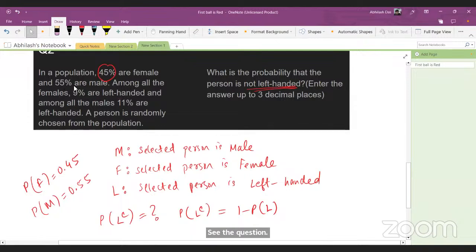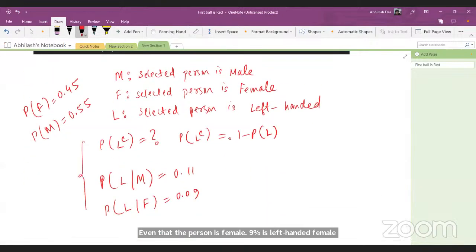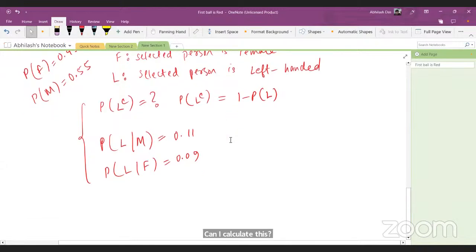Given that the person is female, 9% is left-handed. Given that the person is male, 11% is left-handed. Can I write it like this? Yes, sir. So now what we will do is we will find first.